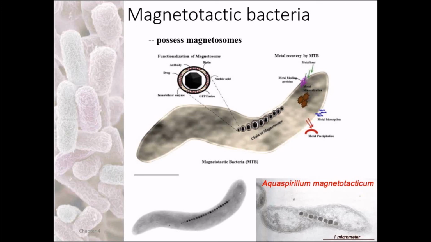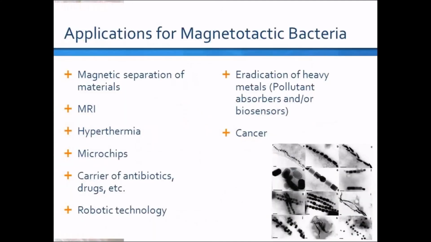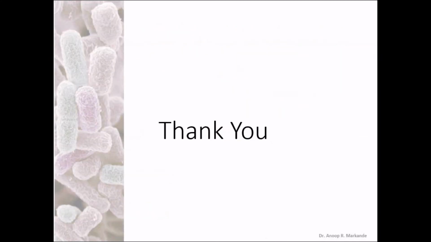Next section is magnetotactic bacteria. As the name suggests, they have a special structure called magnetosomes. These magnetosomes are magnetic, and are highly useful because they have extreme applications like magnetic separation of materials, MRI, hyperthermia, microchips, carriers of antibiotics and drugs, robotic technology, eradication of heavy metals from the system, and cancer. So, this chapter ends here.